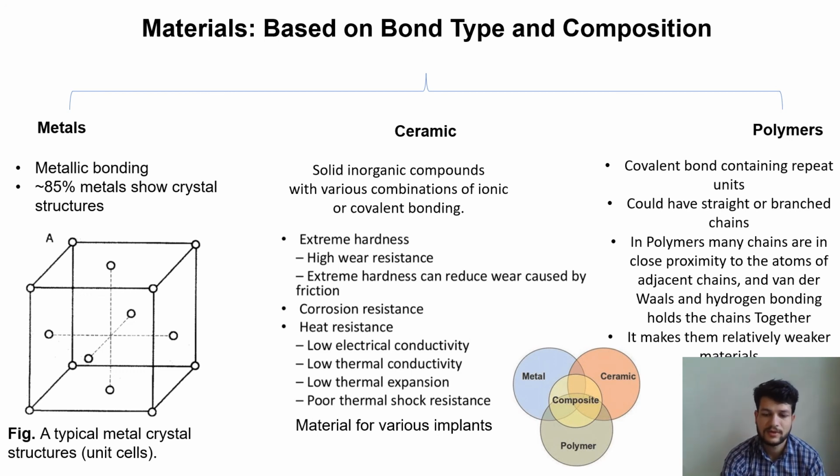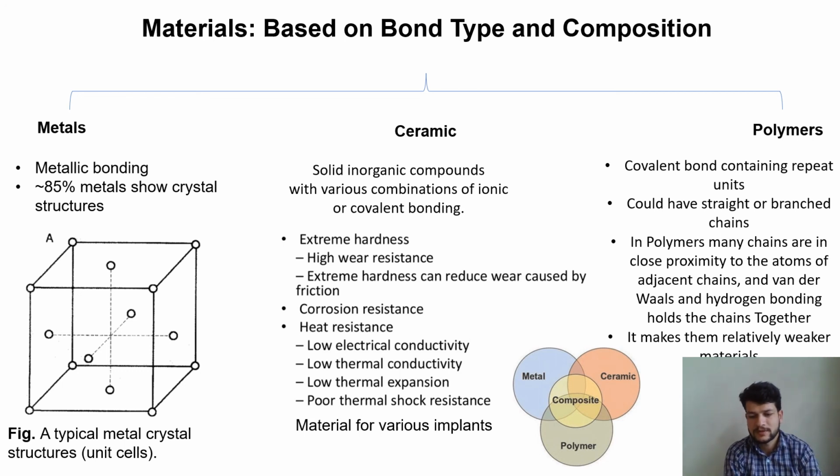So from this example, you can also know that a different orientation of atoms or different crystal structures can lead to different properties of the material. Even if the material is the same, different crystal structures or different orientation of atoms can lead to different mechanical and other properties. And there may also be a difference in the interaction of these materials with the biological system.